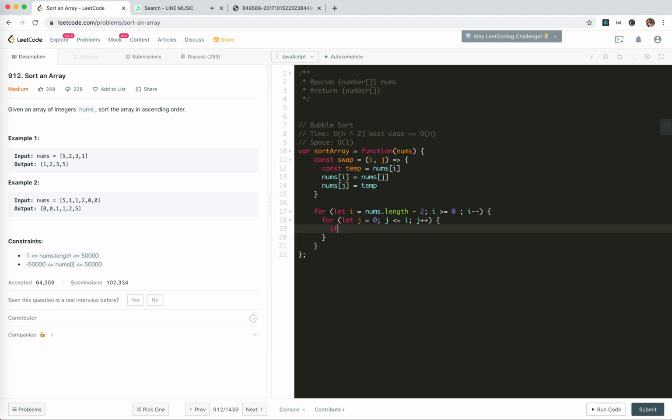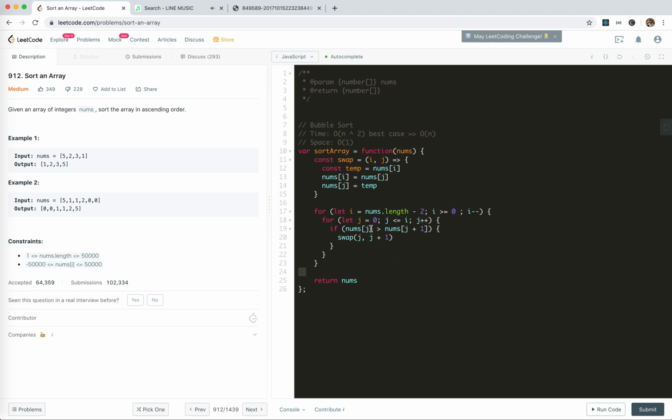And then if nums j is bigger than nums j plus 1. This is minus 1, this is minus 2. Yeah, so minus 2 plus 1 is minus 1. Okay. If it's bigger than it, then we swap j and j plus 1. And finally, we return the nums.